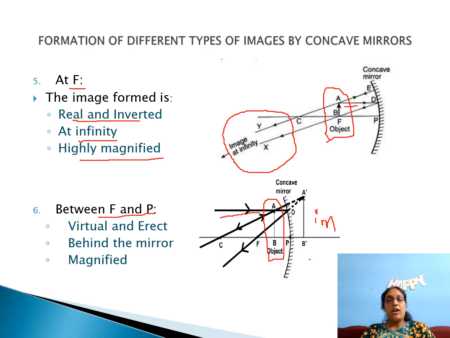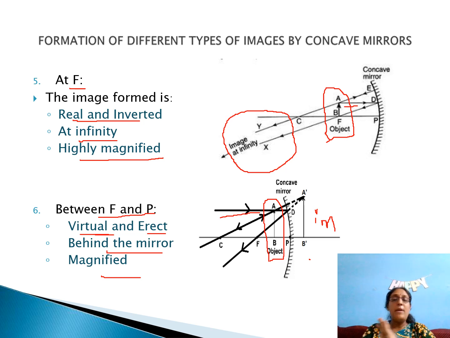So your image will be virtual. Virtual means it's a false image. You cannot get it on the screen, right? So it is virtual and erect. It is formed behind the mirror and it is magnified. So these are the 6 cases when you keep the object at different positions. Right, so when you keep the object at different positions, what about the images at that particular position?